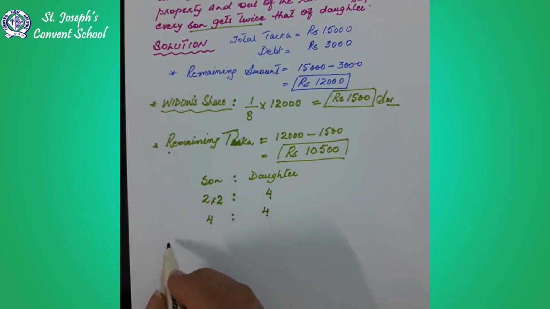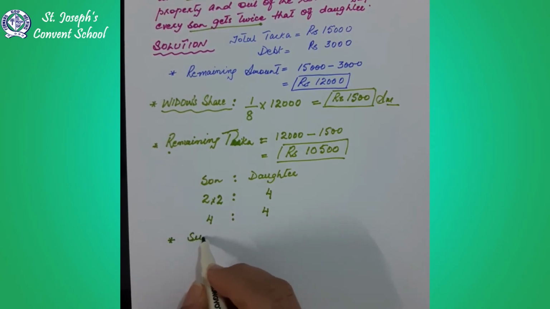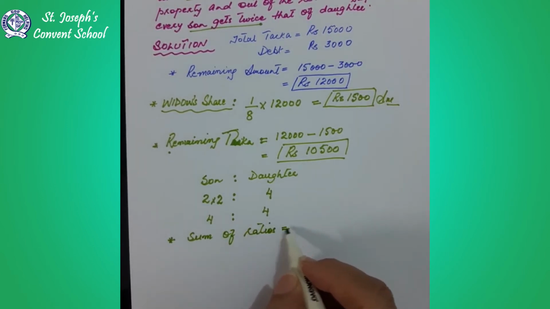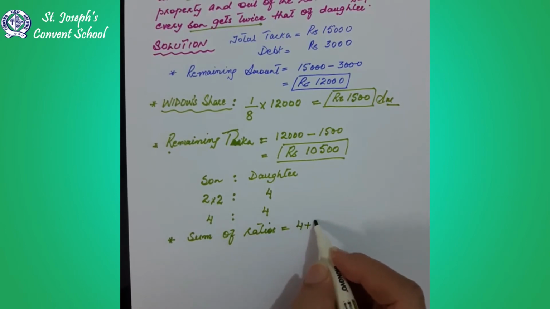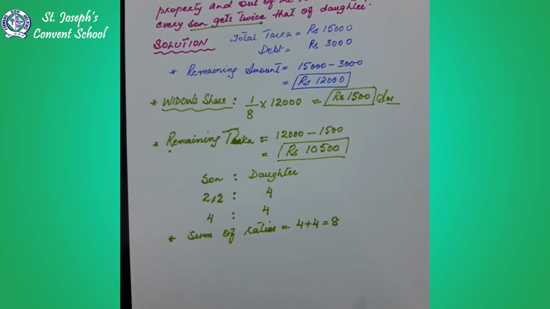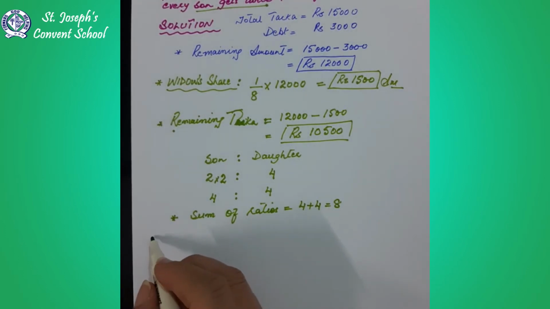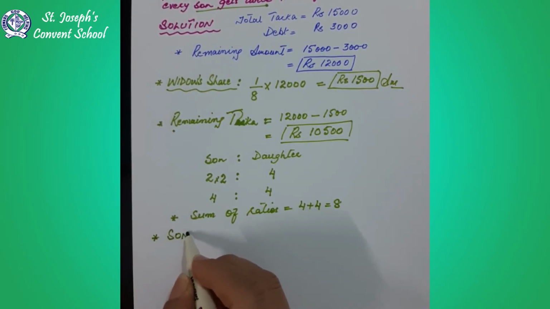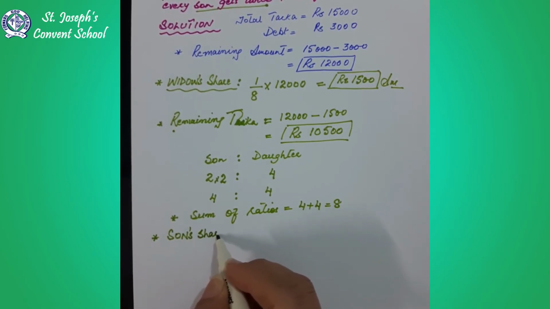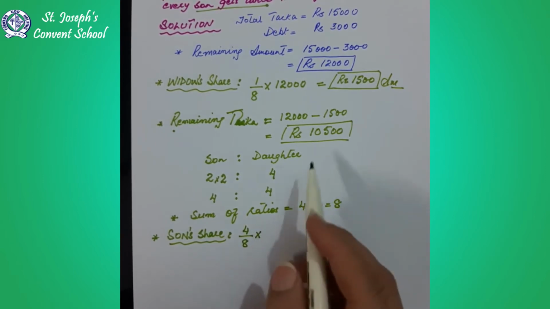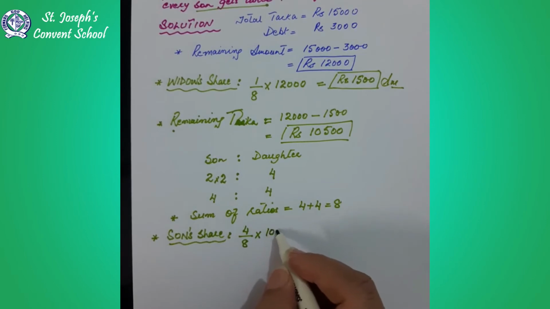Now find the sum of ratios, like we did in the previous example. Sum of ratios, now 4 plus 4 is 8. Now one by one you are going to find son's share. Let's find son's share. Now son's share is son 4 divided by sum of ratio, 4 divided by sum of ratio multiplied by remaining amount 10,500.